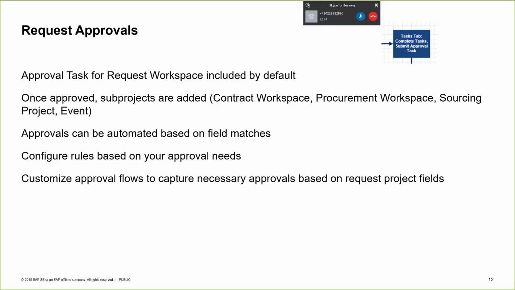Okay. We can customize approval flows to capture necessary approvals based on request project fields. That means we can have some logic, lookup tables. When I select country, region, department, value of the contract, certain users or groups will be added into the approval flow. If you want to learn more about approvals, we do have a special webinar only on approvals, but we are going to see in this demonstration the piece of approval task that we need for request.